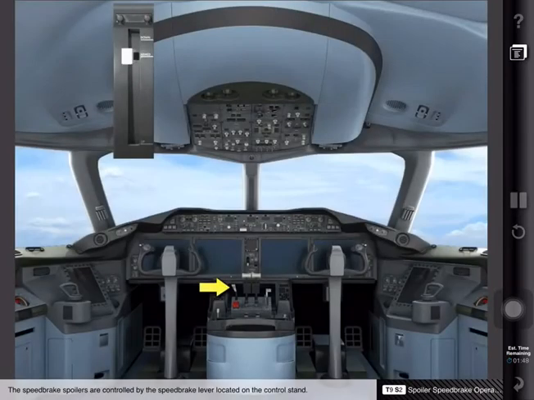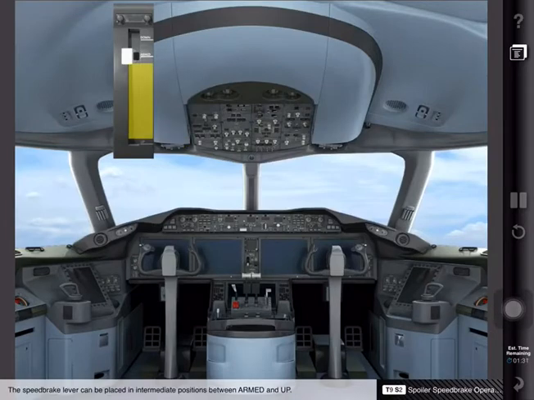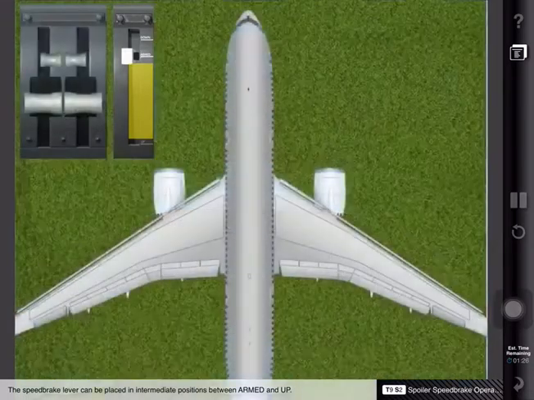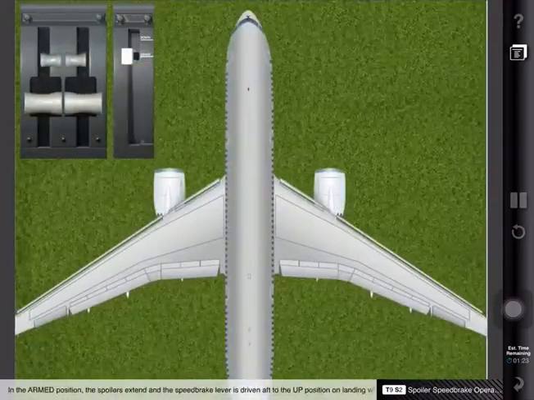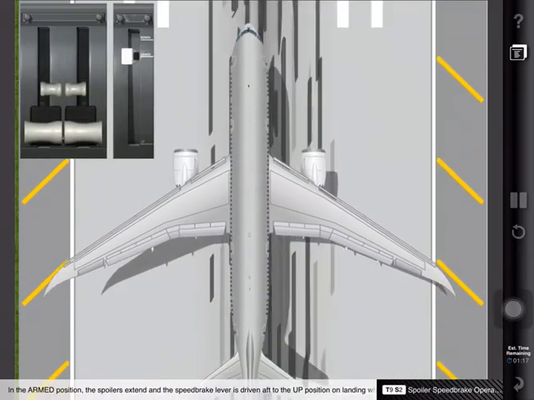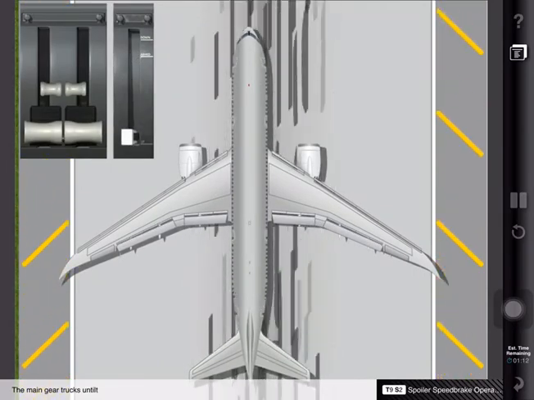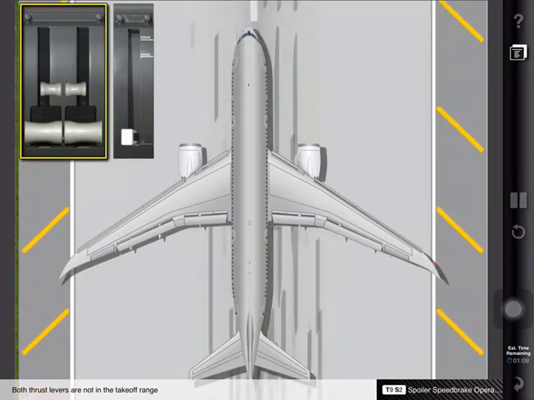The speed brake spoilers are controlled by the speed brake lever located on the control stand. The speed brake lever has 3 marked positions: down, armed, and up. The speed brake lever can be placed in intermediate positions between armed and up. In the armed position, the spoilers extend and the speed brake lever is driven aft to the up position on landing when the main gear trucks untilt and both thrust levers are not in the takeoff range.